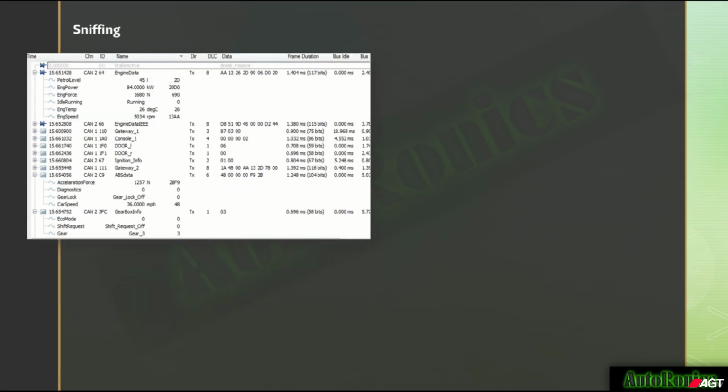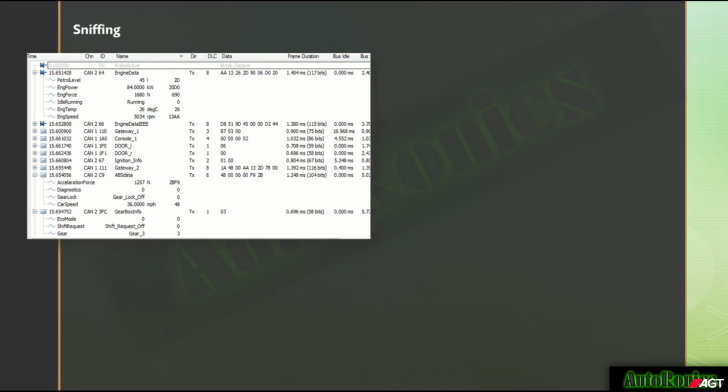Let's talk more about sniffing now. What is sniffing? Say for example, you have a vehicle log, which in this case is CAN logs. So if you connect with the CAN OBD and then look at the traces, they will appear.